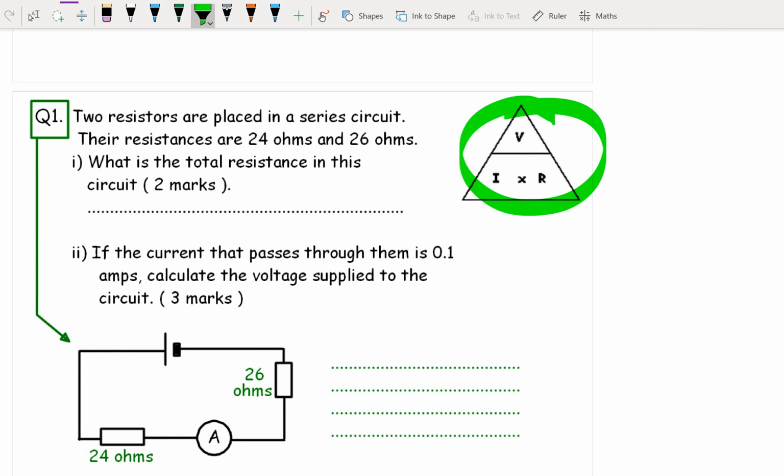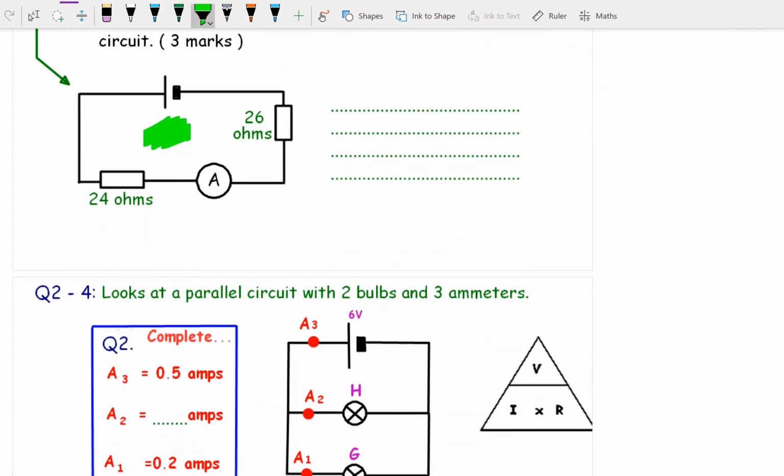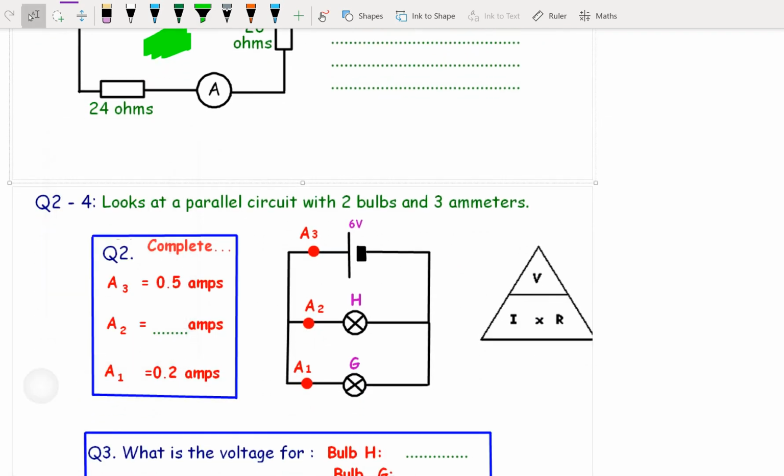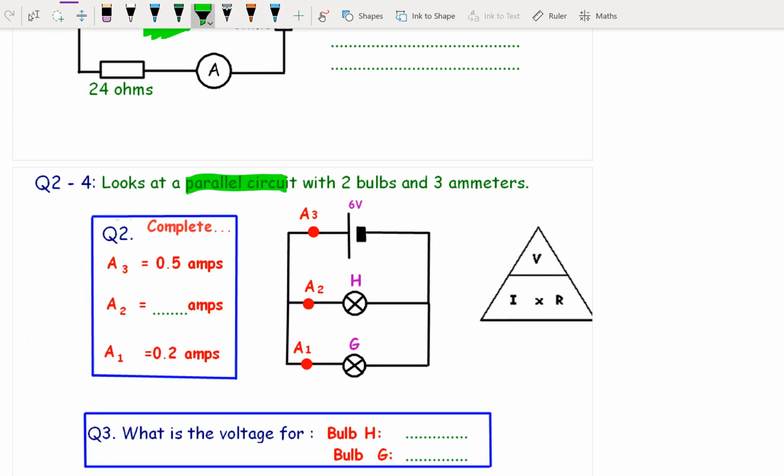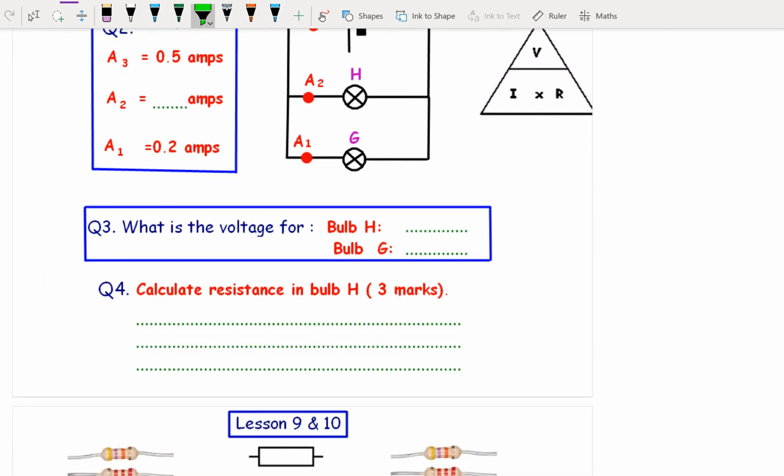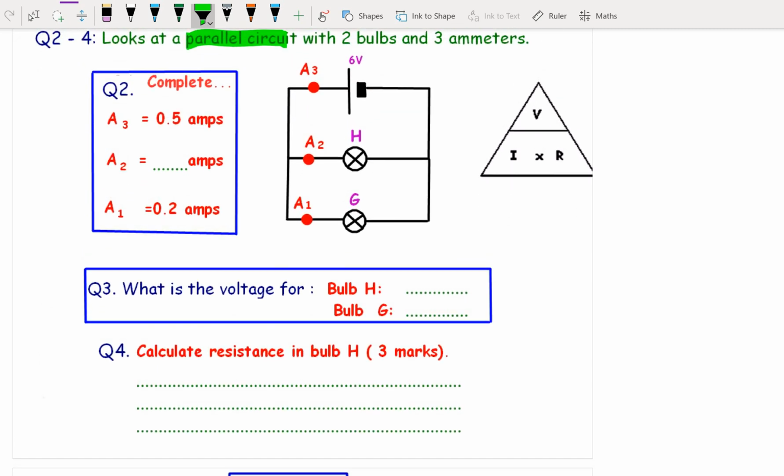Okay, that will do for this lesson. Well done. Oh, one more thing. So you got question 1, little hint, series circuit here. Little hint, question 2, parallel circuit here. And then stop. So have a go at questions 1 to 4. They are GCSE standard. Bye.